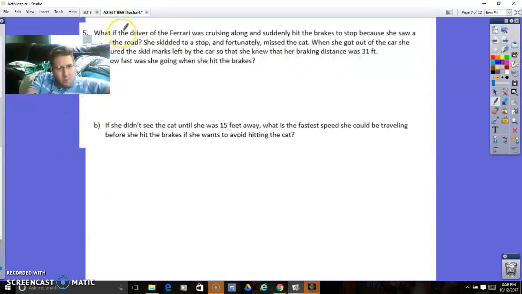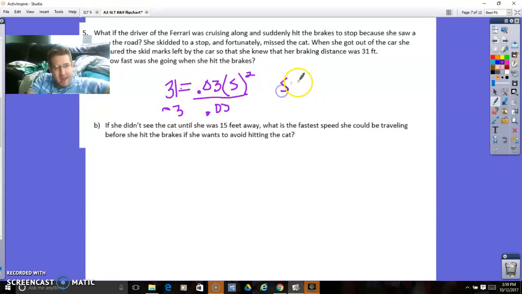All right, so what if the driver of the Ferrari is cruising along and suddenly hits the brakes? Now we're being told that the skid marks were 31 feet long, and you're being asked to find the speed. So what you would do is first divide by 0.03. Once you have done that, you would take the square root of that answer. I don't know what this answer is, but you would take the square root of it because you're trying to find s.